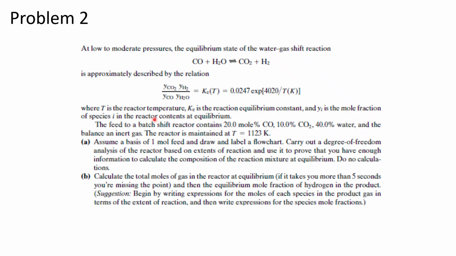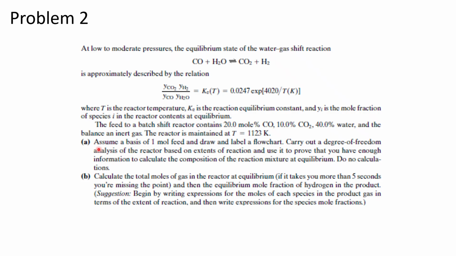Now for this problem, we're going to assume that we have a feed to a batch reactor containing 20 mole percent CO, 10% CO2, 40% water, and the balance is some inert. It might be nitrogen. And this reaction takes place at a temperature of 1123 Kelvin.